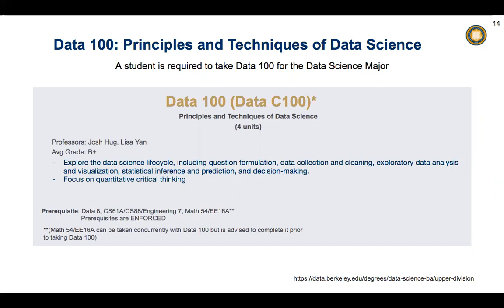It explores the data science lifecycle, including question formulation, data collection and cleaning, exploratory data analysis and visualization, statistical inference and prediction, and decision-making. The prerequisites are Data 8, and CS 61A or CS 88 or Engineering 7. And a co-requisite is Math 54 or EE 16A, and all the prerequisites and co-requisites will be enforced.